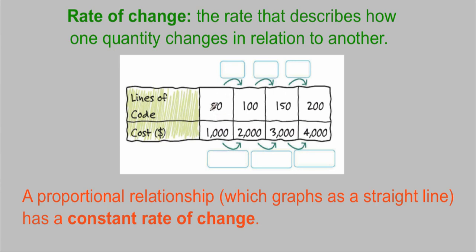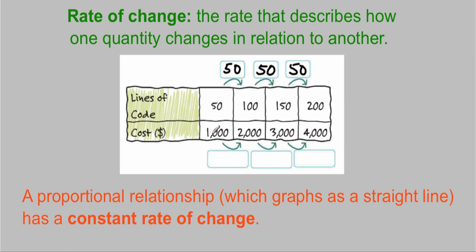So instead of looking at the numbers, we want to look at how do the numbers change. So the top line, the lines of code, went from 50 to 100. So that's a change of 50. From 100 to 150. Well, that's another 50. And then 150 to 200 is another 50. So it changed at a constant rate of 50.